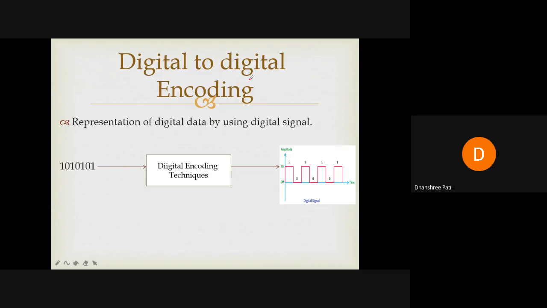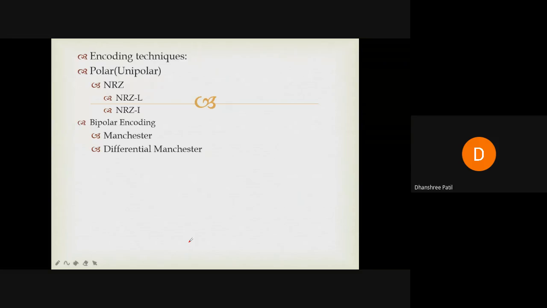Then digital to digital encoding. The representation of digital data by using a digital signal is called digital to digital encoding, and for this some techniques are used that we are going to see. First is NRZ, then Manchester, differential Manchester, NRZ-L, and so on. A number of techniques are there. These are nothing but different ways of representing your data to secure it.